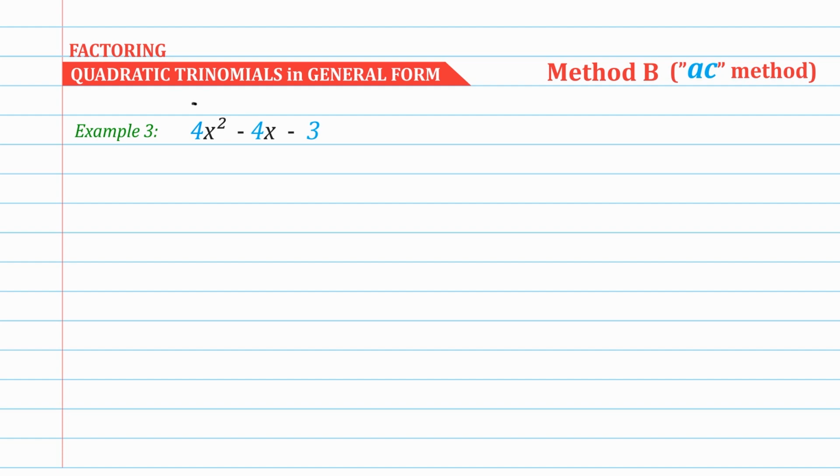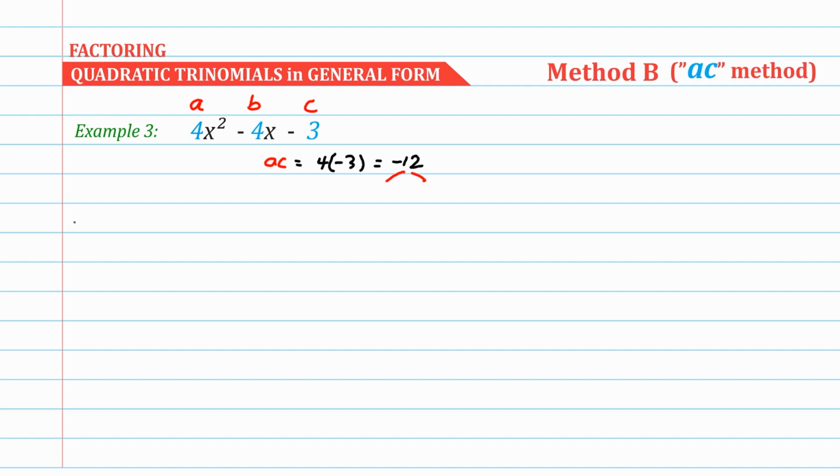First, let's identify ano ba ang mga variables natin. A is 4, B is negative 4, and C is negative 3. Therefore, the product AC is equal to 4 times negative 3, which is equal to negative 12. Step 1 done. Next step, what are the factors of AC with sum equal to B?